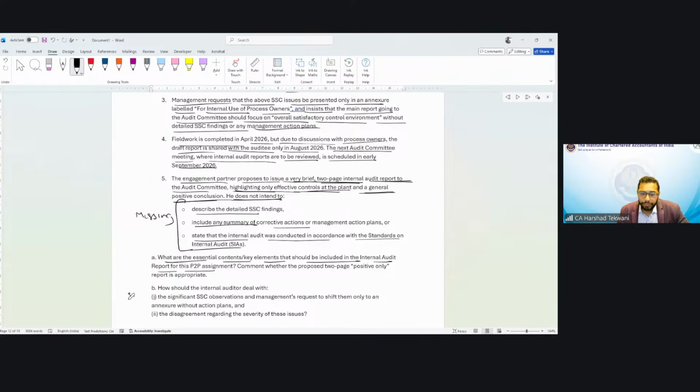Any doubt till now? But for practical purposes, sometimes we can see that in a corporate deck, only selective things are presented, like for audit committee meetings, they will give the key highlights, not go through the detail, because they have limited time.